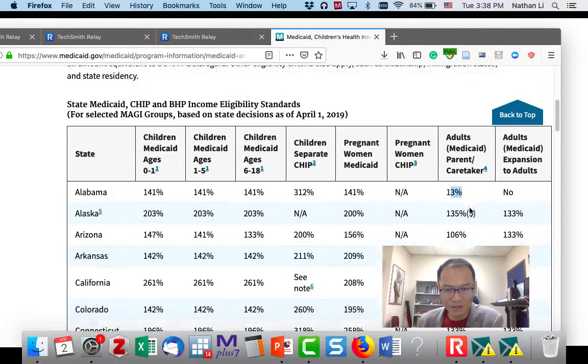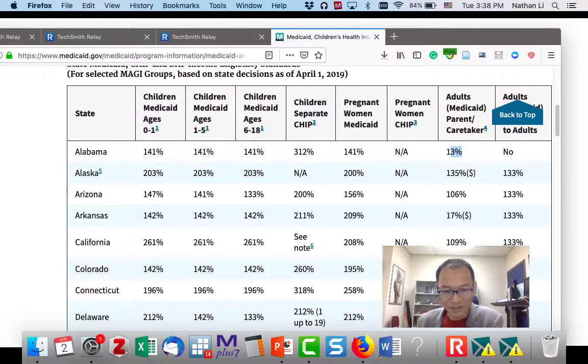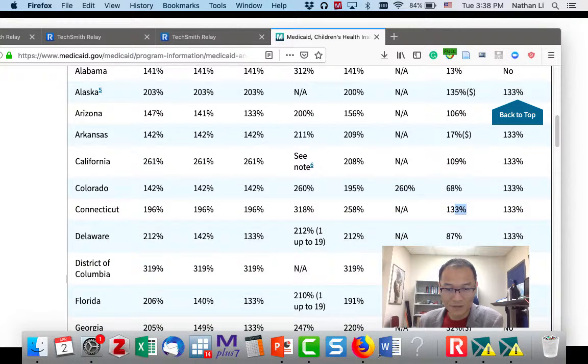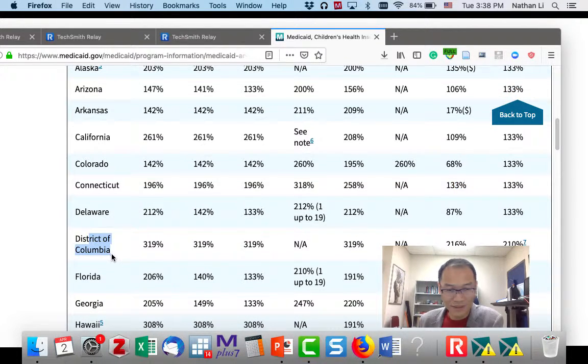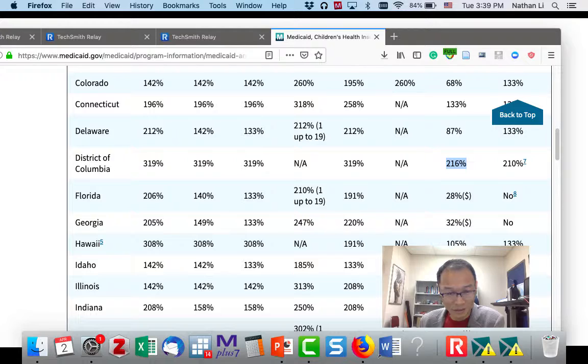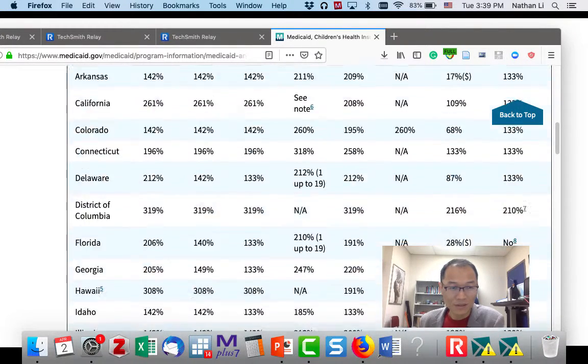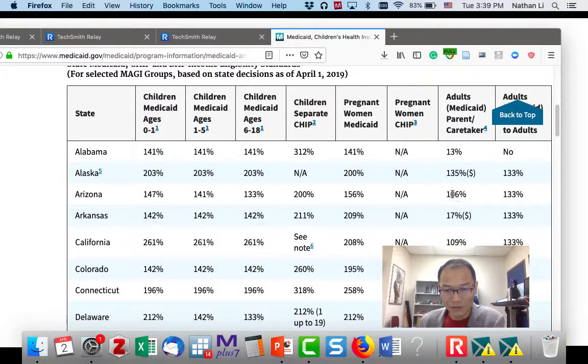This is ridiculous. Look at Connecticut, it's 133. Look at DC, it's 216%, okay? So the disparity is huge. Idaho is 23%. California, I believe, is close to 133, 109%.